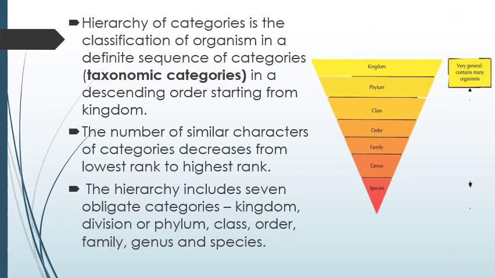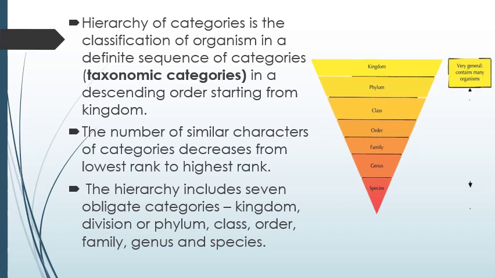Hierarchy of categories is the classification of organisms in a definite sequence of taxonomic categories in descending order starting from the kingdom. The number of similar characters in categories decreases from lowest rank to highest rank. Here we have the lowest rank, that is species, and the highest rank is kingdom.